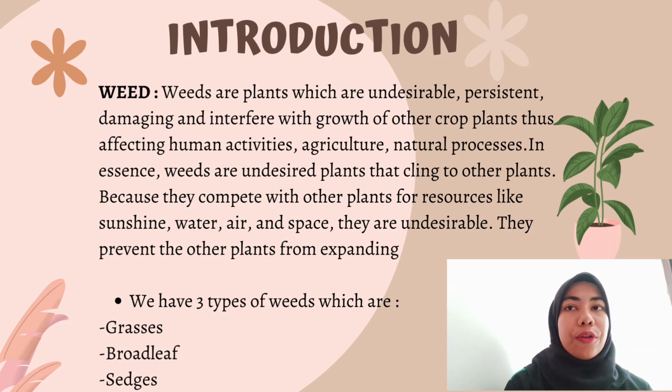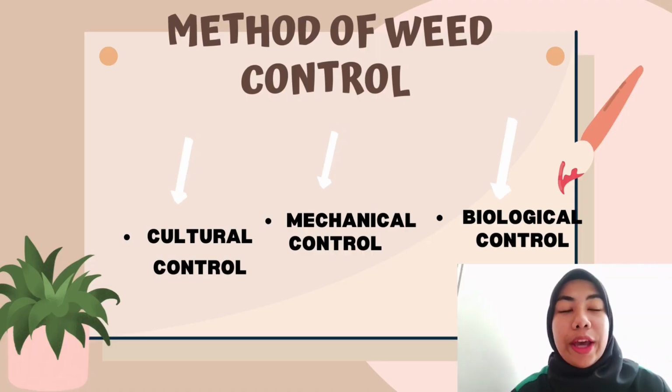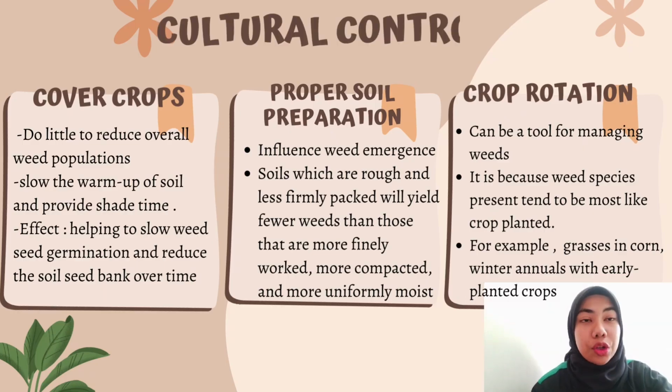Examples of three types of weeds are grass, broadleaf, and sedges. We have three methods of weed control, which are cultural control, mechanical control, and also biological control. So the first method is cultural control.